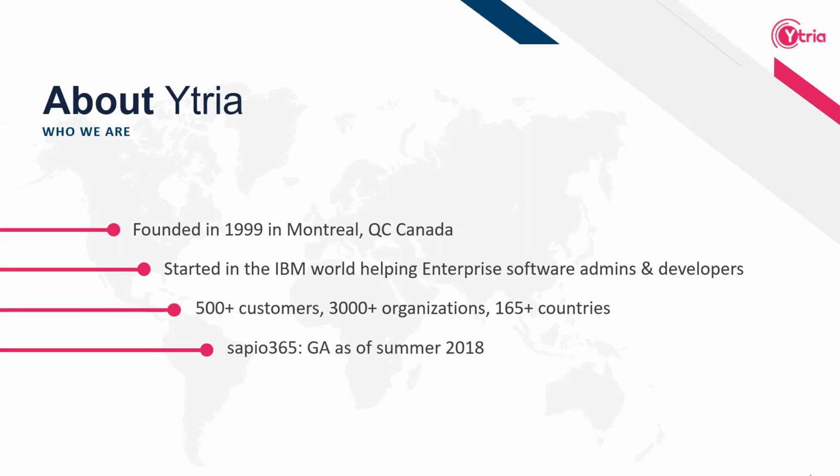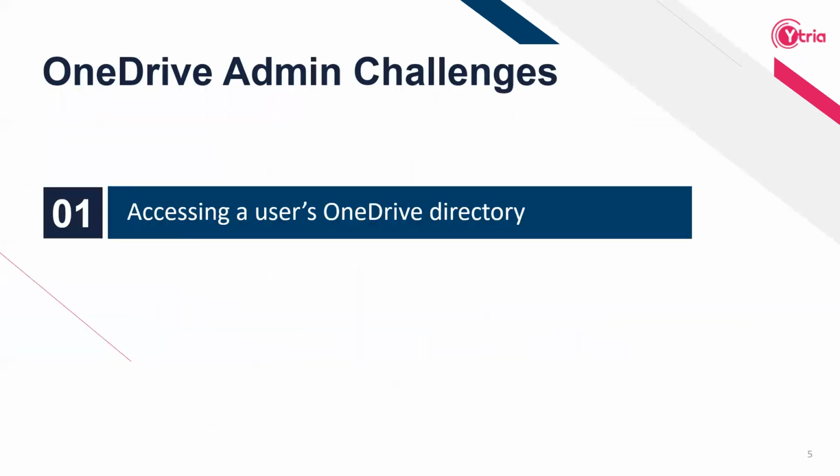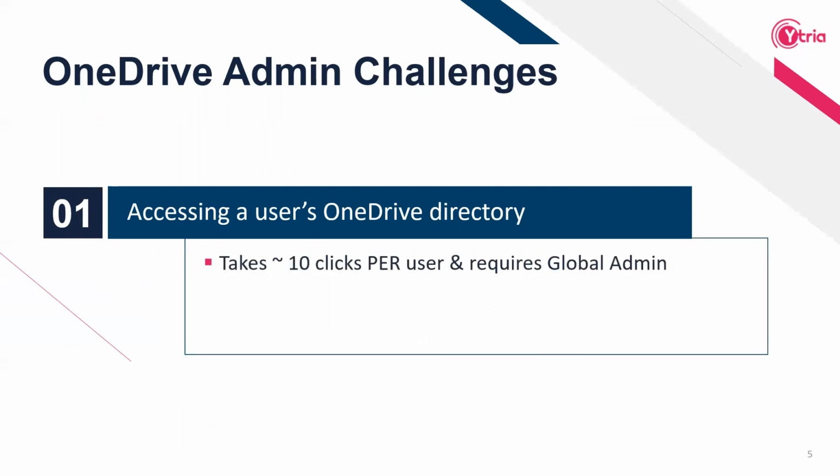But let's get down to business. Let's talk about what most customers face challenges with when it comes to OneDrive. One of the number one things to talk about here is that OneDrive is private by default. So how do you access a user's OneDrive directory? A quick Google search reveals that this is not impossible, right? However, it takes about 10 clicks to do per user, and it's only available user by user, and you need to be a global administrator to be able to do so.